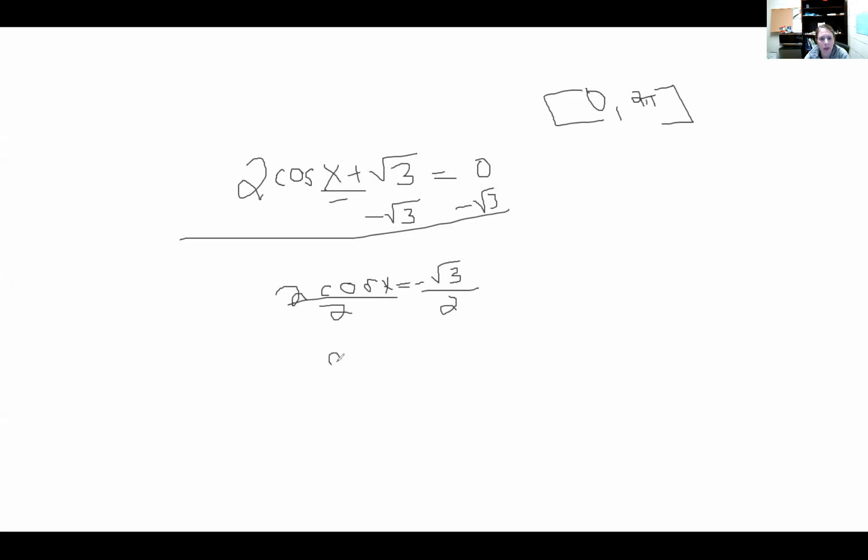And so now I'm looking for some angle measure where the cosine of that is equal to negative square root of 3 over 2. Remember, cosine is your x over r. We know r, again, is 1 for the unit circle. So pretty much I'm looking for where your angle measure is going to be equal to where x is equal to negative square root of 3 over 2. So now go on your unit circle and look for where x is equal to negative square root of 3 over 2. You should be able to find that at 5 pi over 6 and 7 pi over 6.